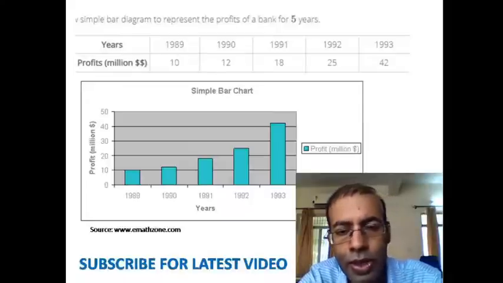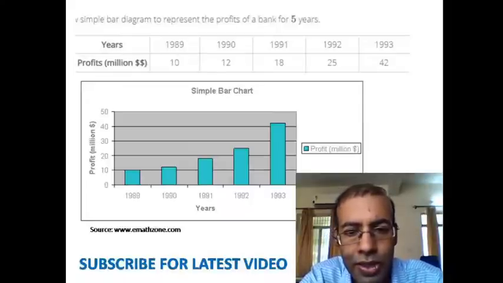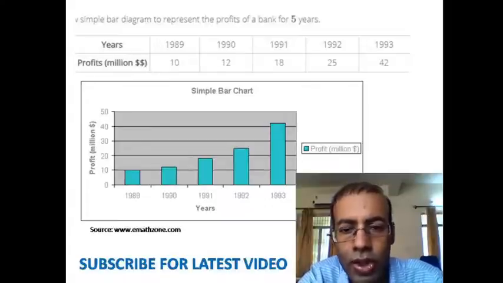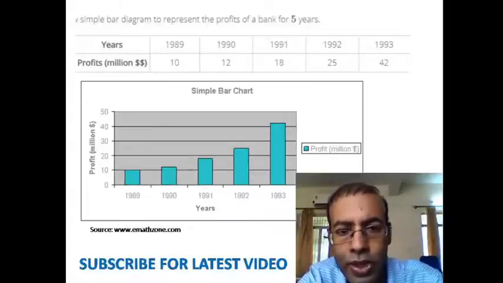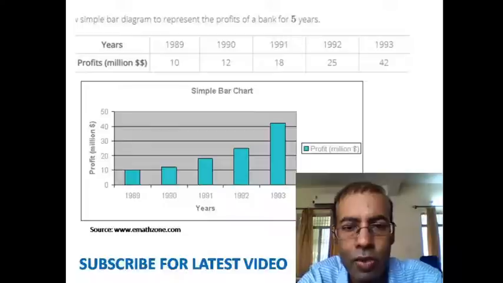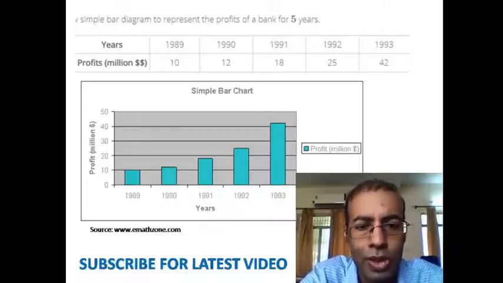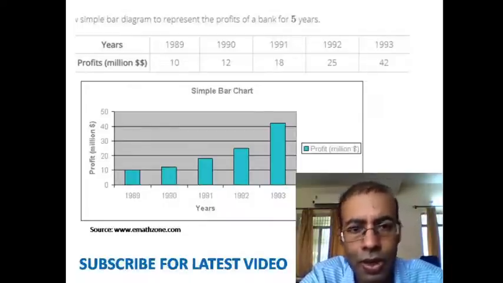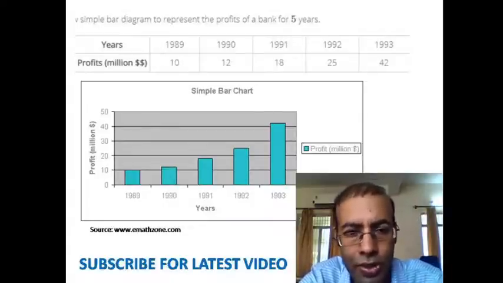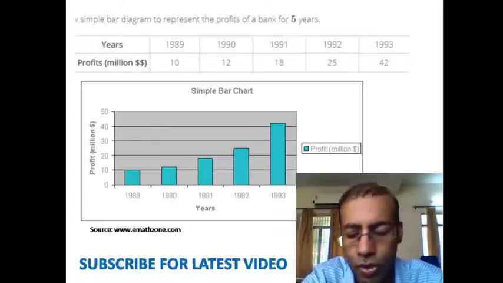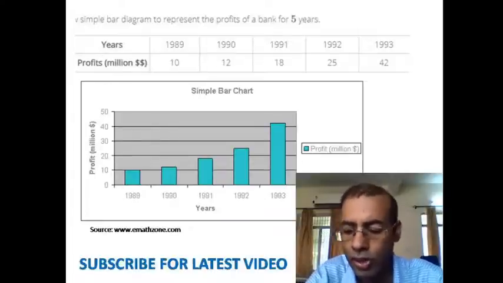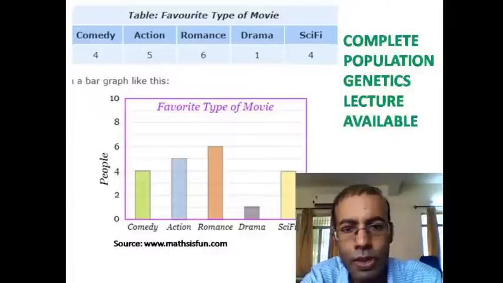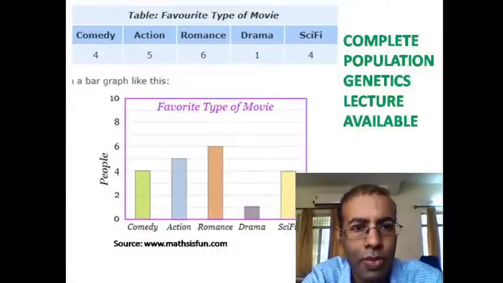So in this way, after looking at it once you can summarize all the information. So it's very easy to visualize the information by using this type of diagrams or chart. So this way you can represent your data. This is one more example.